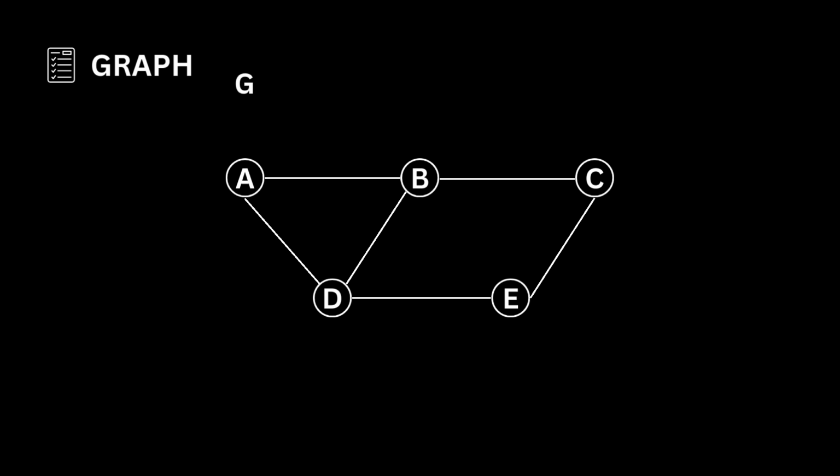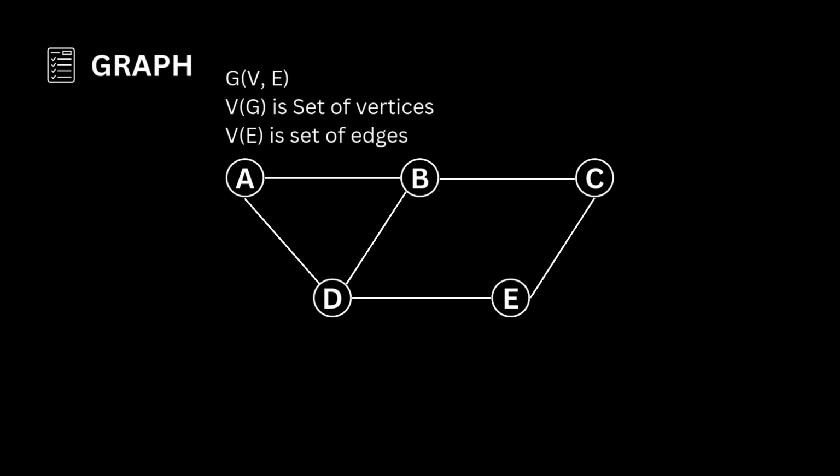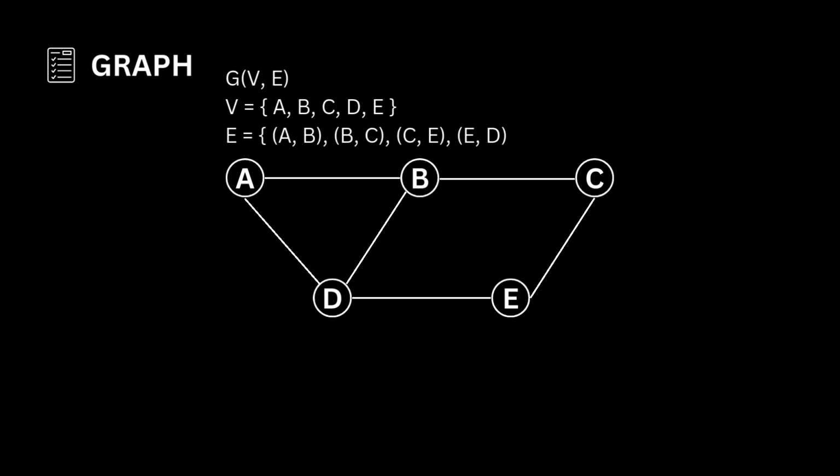A graph G is defined as an ordered pair G = (V, E), where V(G) is the set of vertices and E(G) is the set of edges connecting these vertices. For example, consider a graph G = (V, E) with vertices V = {A, B, C, D, E} and edges E = {AB, BC, CE, ED, DB, DA}.